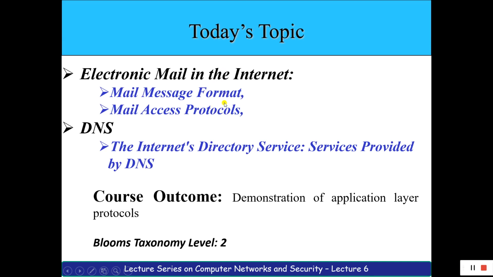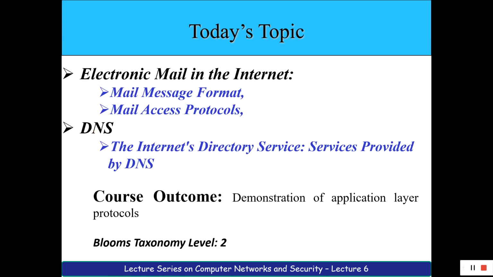Apart from these two, the format as well as the protocol that we are learning, we are also going to see the meaning of DNS. So we'll have a brief introduction about what DNS is as well.